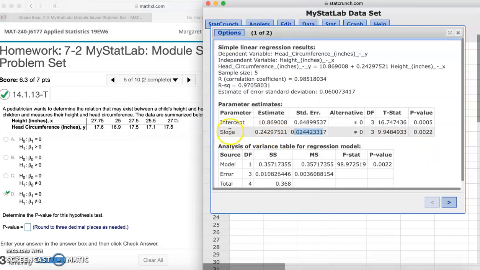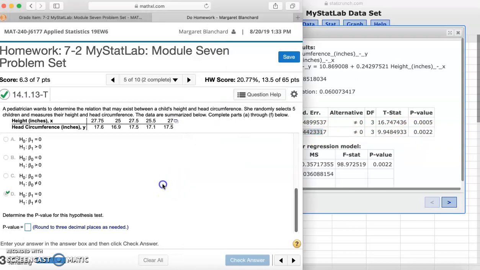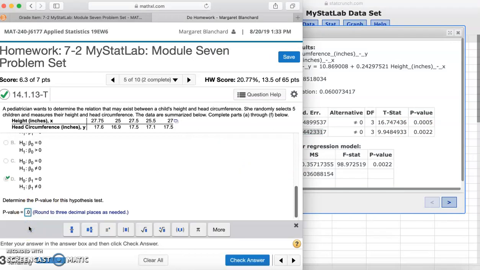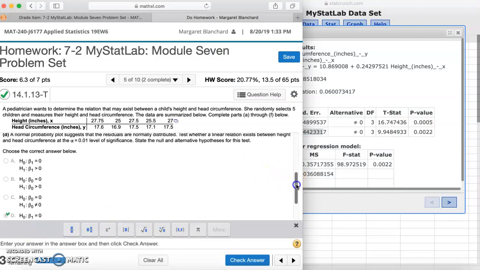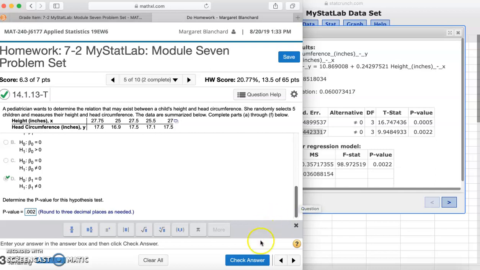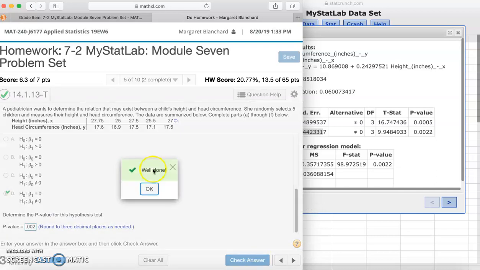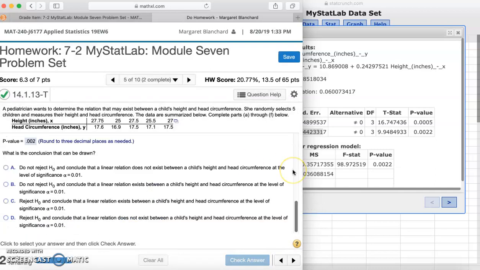Determine the p-value for this test. Well, what do we have here? We already have a p-value. So we go to slope. Since we're looking at B1, we're going to go all the way over to p-value. We need 3 decimal places, so we're going to go 0.002. Now our alpha is 0.01. First, let's go ahead and check our answer. Well done.